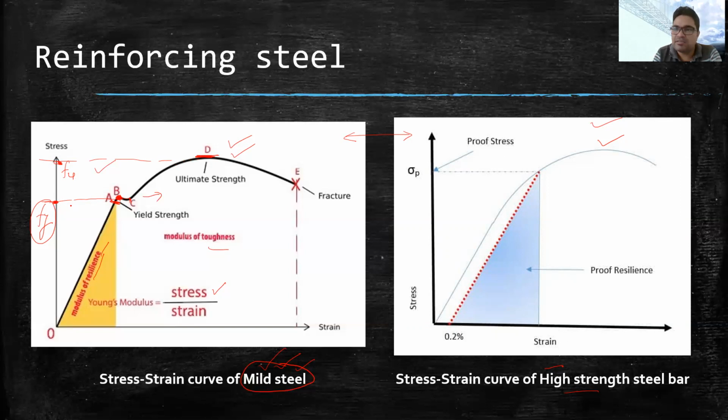Generally in designing, we consider Fy. Beyond that, we do not consider the strength of the material. Similarly, in the second case, it is very difficult to find the point where the yield strength is. In the first case, we can easily point out that this point is the yield strength point. But in this case, you can see the curve is continuous. There is no breaking point, or no point which can be identified as a yield point.